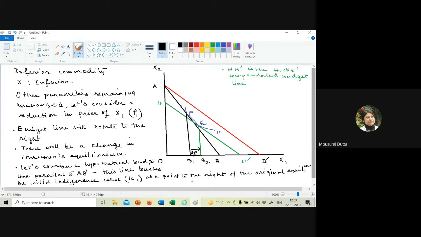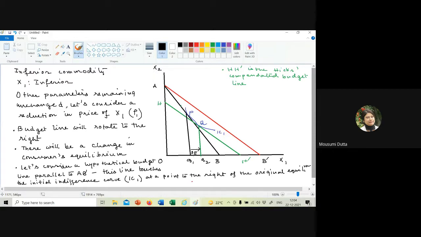The movement from P to Q, or change in demand from Q1 to Q2, is called the substitution effect, because if I compare the black and the green budget line, the original budget line and Hicks compensated budget line, between the two budget lines there is only a difference in the relative price of X1. HH prime indicates lower relative price of X1 compared to AB.